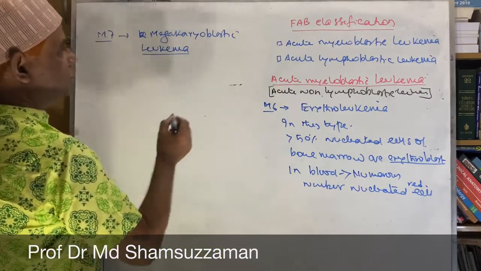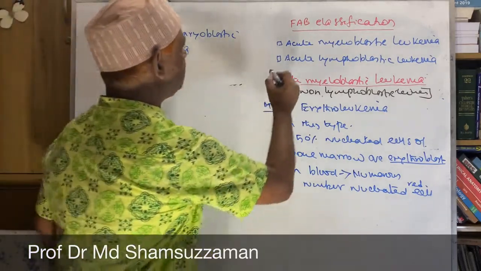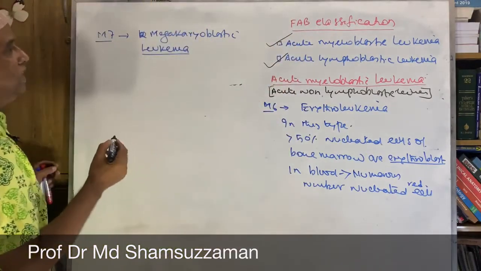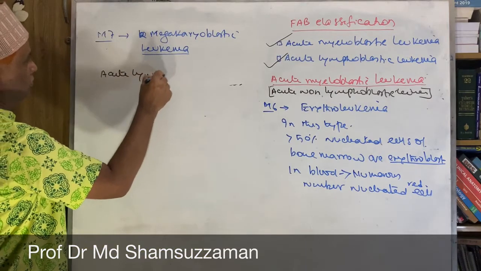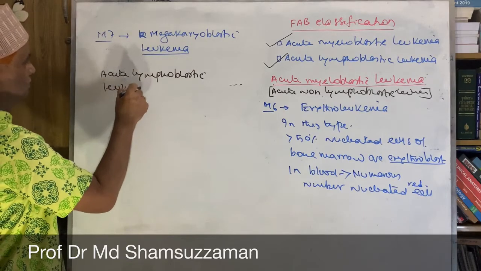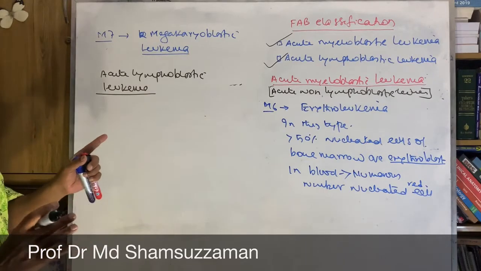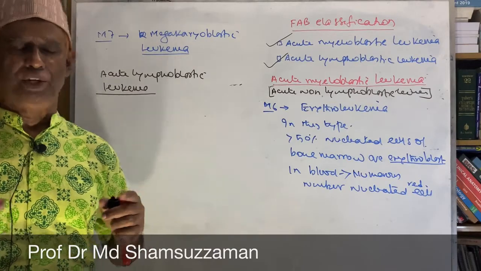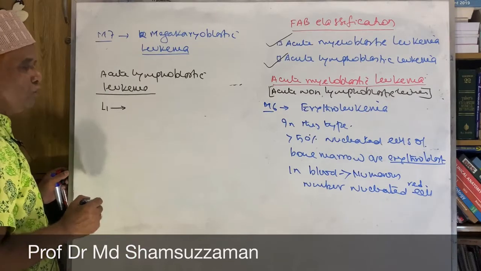Now come to acute lymphoblastic leukemia in FAB classification. In FAB classification, acute lymphoblastic leukemia is classified into three types. Number 1, L1 acute lymphoblastic leukemia.